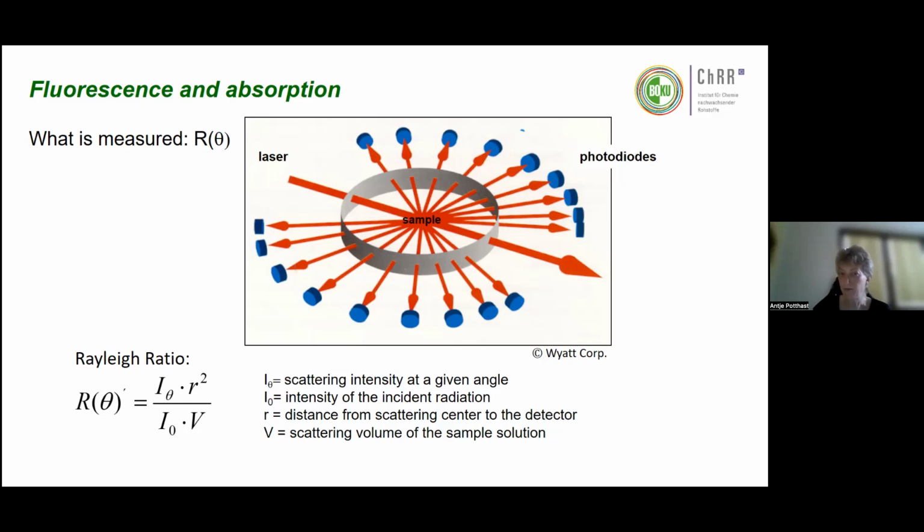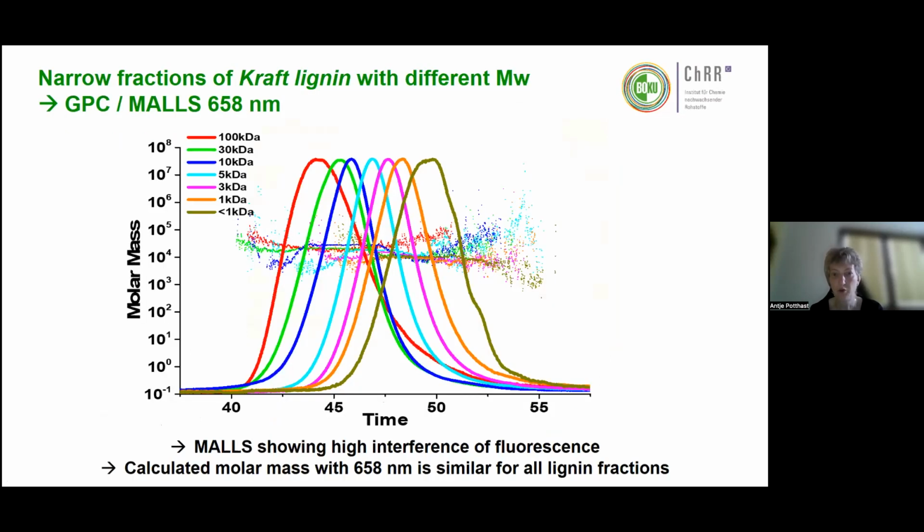And now absorption is also influencing here, because you have the intensity of the incident radiation. So your laser intensity going in, and depending on where you measure it, if the sample absorbs light, there is less laser light coming here compared to here. So you absorb some of that light, which also influences your Rayleigh ratio, just in an opposite direction. So that means in a perfect MALS measurement, we should not have any fluorescence and not any absorption. That would be the perfect case. Both not true for lignin.